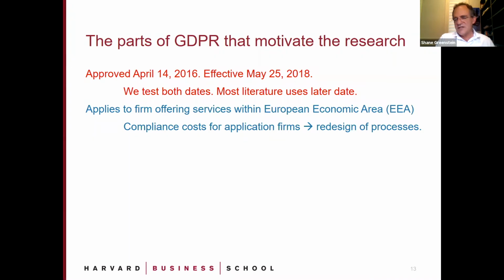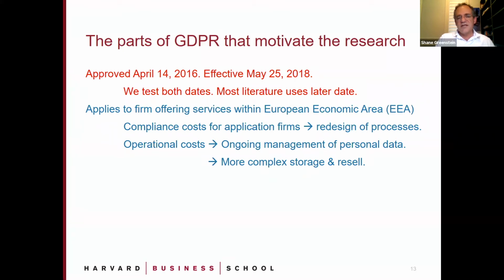If you look at the way it's written, there are a number of compliance costs imposed on the firms that were covered by this, and they had to redesign their processes to be in compliance. There is, in addition, what you would call an ongoing operational cost because it imposes some management obligations around personal data, and that raises costs inside of a network. It's also much more complex to store and resell personal data that comes from a European user because of the legal obligations. And so that also is a raised cost. And again, if you read it very carefully, there are restrictions on moving data across borders, particularly any data that has European personal information in it.